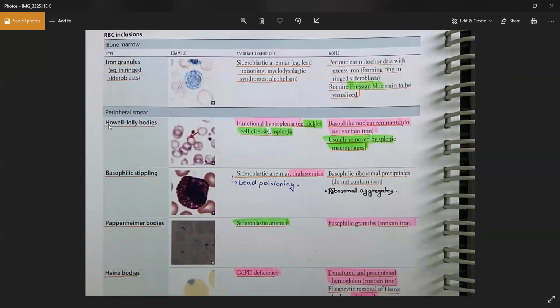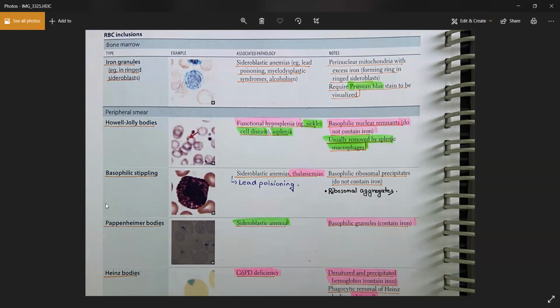Then you have the peripheral blood smear, in which you can see the Howell Jolly bodies. These are the nuclear remnants of the RBCs, and they're made up of DNA. Please remember, the Howell Jolly bodies are made up of DNA, right? They're seen in functional hyposplenia, like in sickle cell anemia or after splenectomy. In any asplenic patient or in sickle cell anemia, you can have Howell Jolly bodies. They are normally removed by the splenic macrophages, but the splenic macrophages are not there.